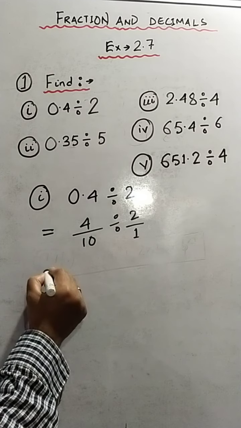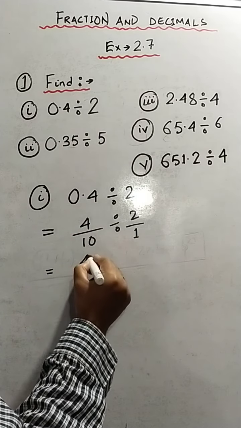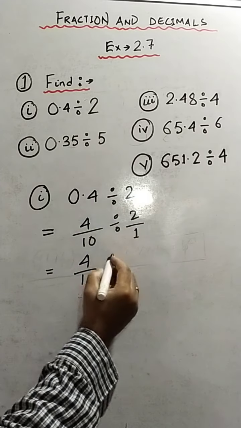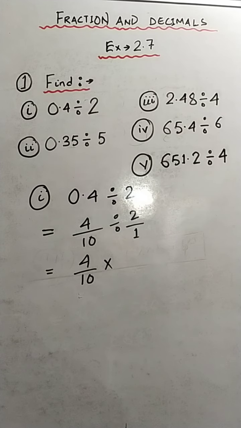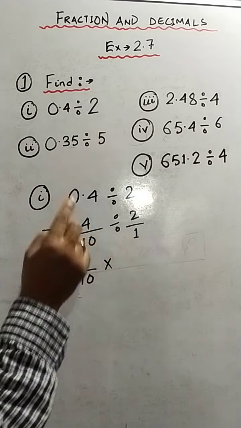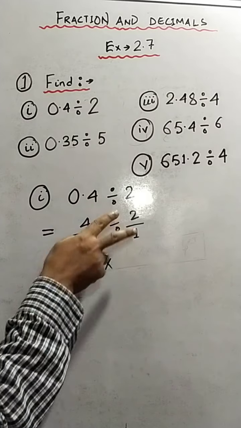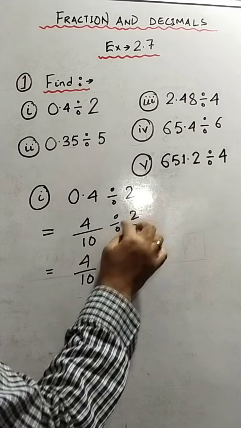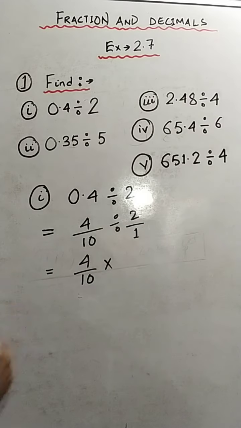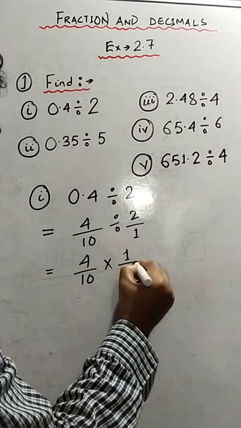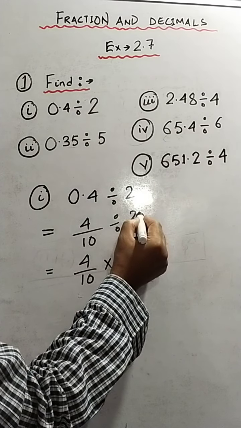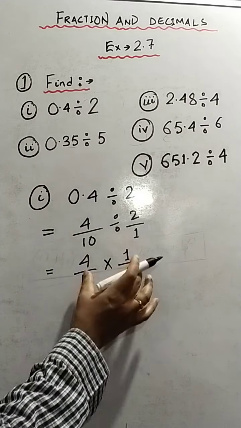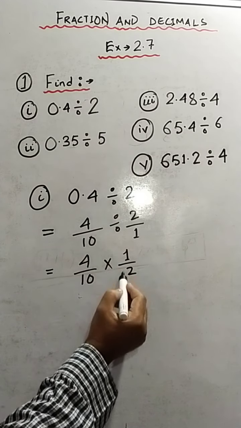Fine. Now what is the next step, students? This is a very important step. You have to remember that now with 4 by 10, in place of division, we have to put the multiplication sign. And what happens when we put the multiplication sign in place of division? I hope everyone remembers that the right hand side fraction of the division will become its reciprocal. I hope everyone remembers what a reciprocal is. That means the denominator will go to the numerator and the numerator will come to the denominator. Okay, so it will look like this: 4 by 10 into 1 upon 2.